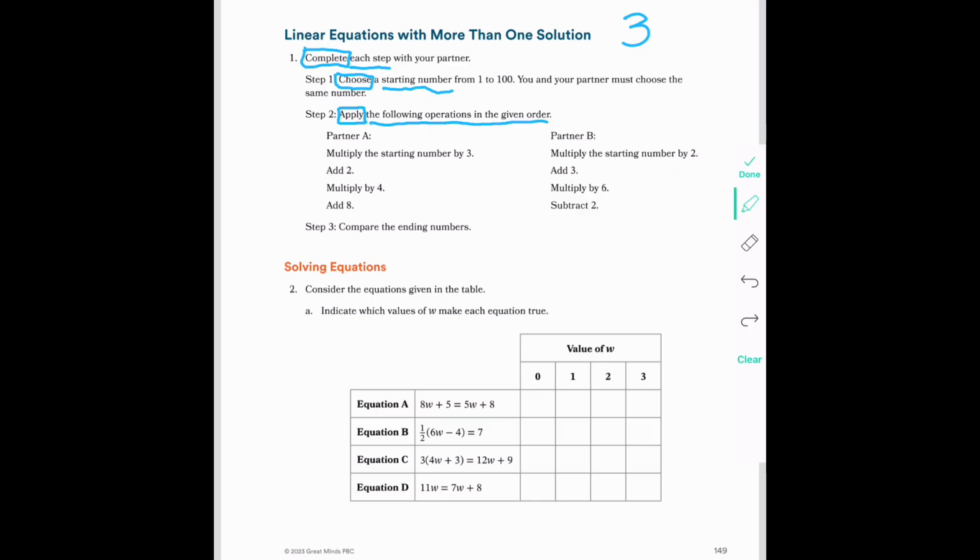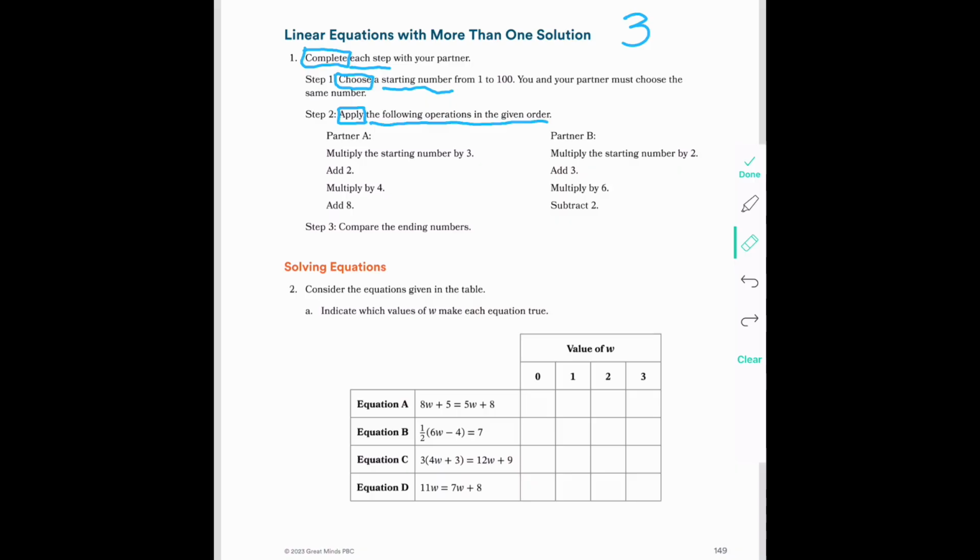So I'm going to give you like a minute and a half, 2 minutes to do that. Go ahead, pause the video, get started. All right, so we should have gone through our processes. So I'll go through both processes as if I'm partner A and partner B.